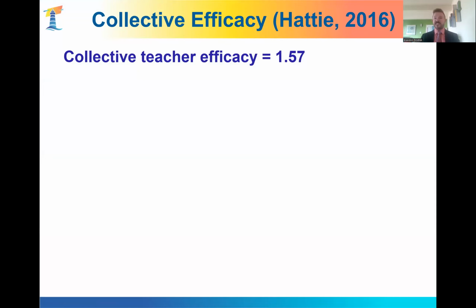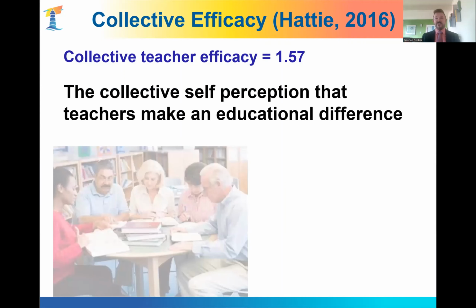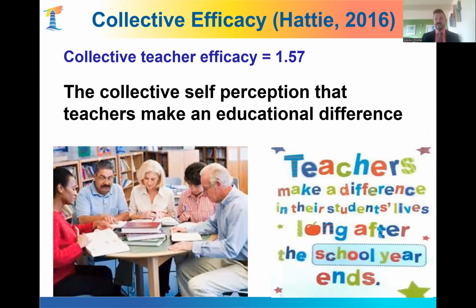We know that collective efficacy based on Hattie's work in visible learning has a 1.57 effect size, or 2 or more years of learning, when teachers believe that they can make a difference. So that piece of information is very helpful. This is number 2 in Hattie's work of what makes a difference for students in learning.